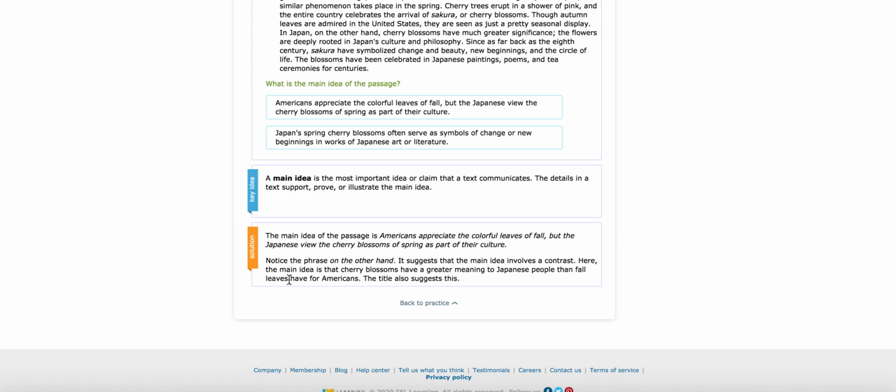So while you're doing this skill, remember, you're looking for the most important idea or claim that a text communicates. The details should support or prove or illustrate the main idea. If you ever forget the key idea for this skill, when you get a question wrong, make sure you review it. It'll be there. You can also click Learn with an Example at the top of your page at the start of every new skill you do.